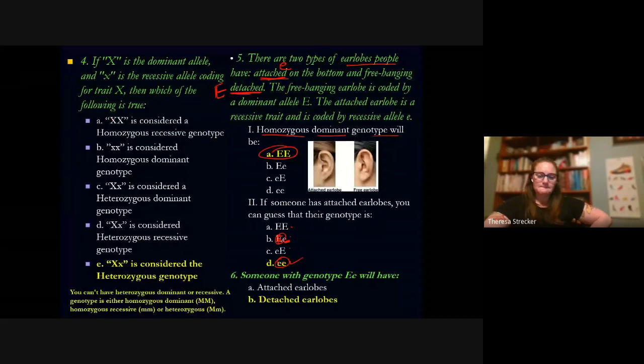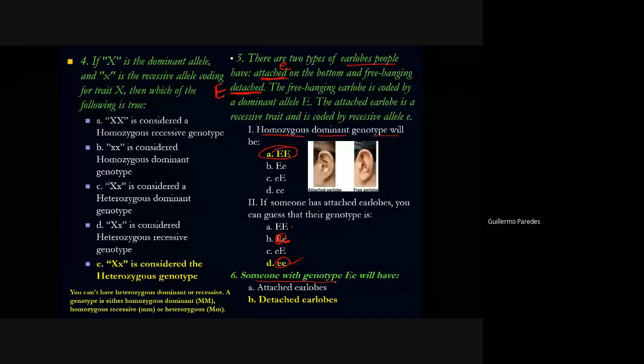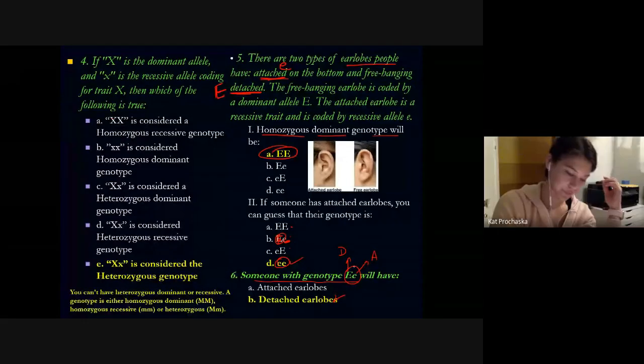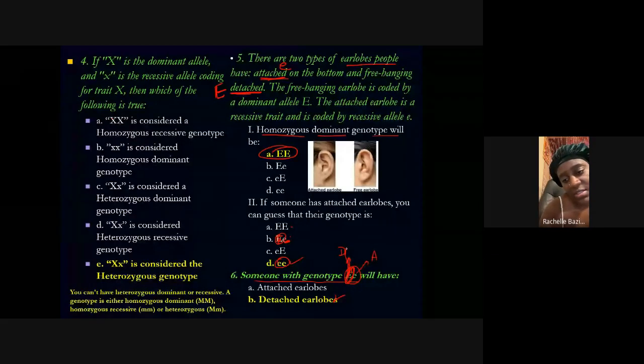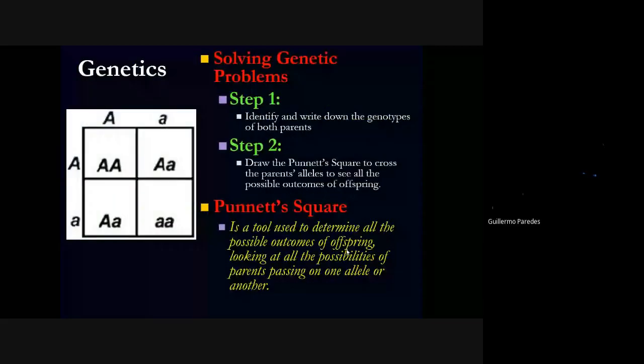So someone with genotype Ee, where capital E is detached and lowercase e is attached, how is the phenotype going to be? Detached or attached? Detached, right? Because the capital letter is dominant. Exactly, and that is how we are doing the Punnett square.